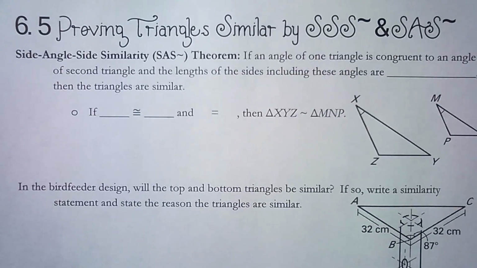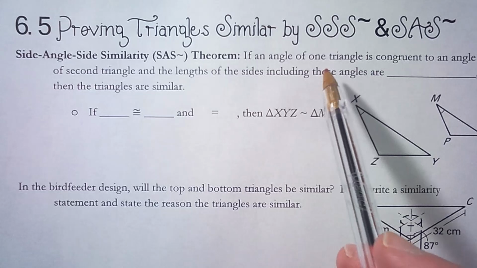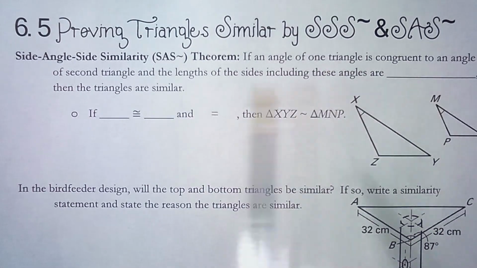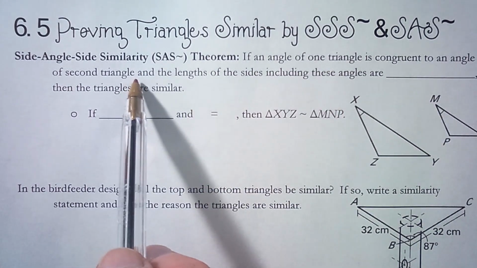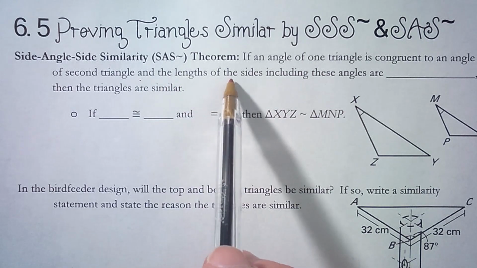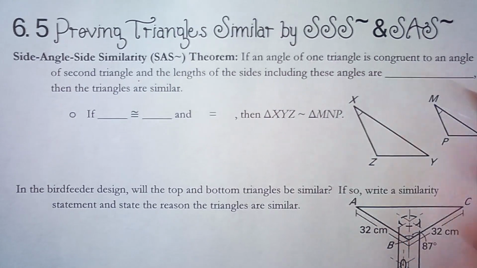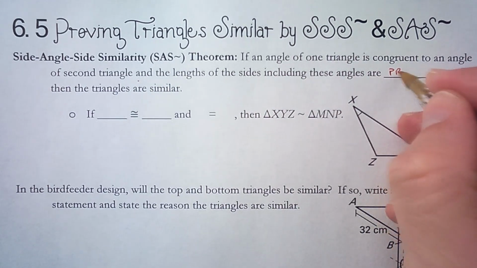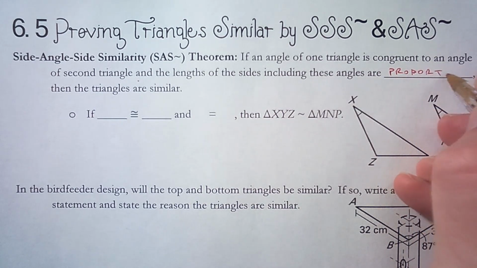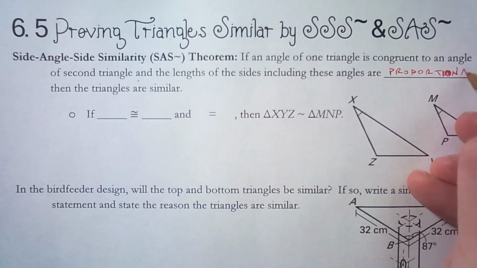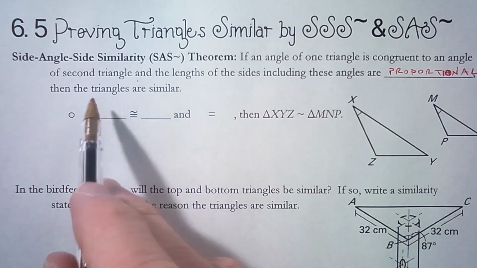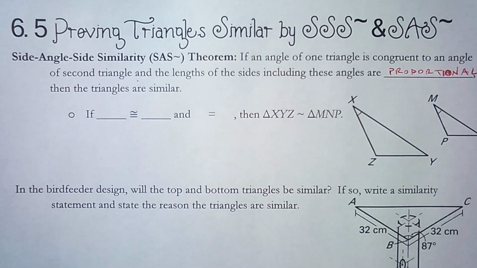Okay, then we have the side angle side similarity theorem. If an angle of one triangle is congruent to an angle of a second triangle, and the length of the sides including these angles are proportional, then the triangles are similar.